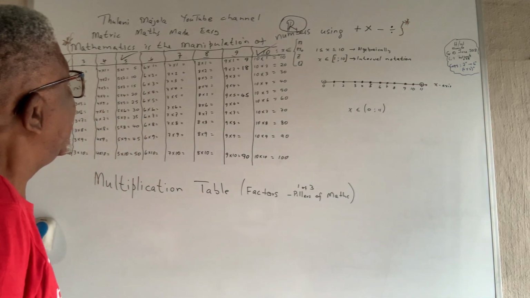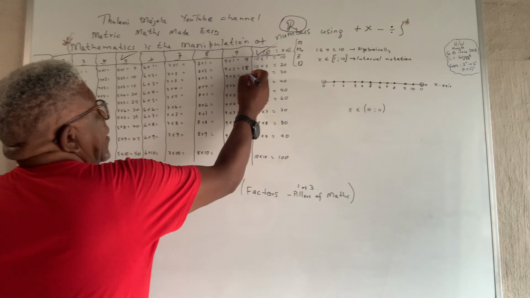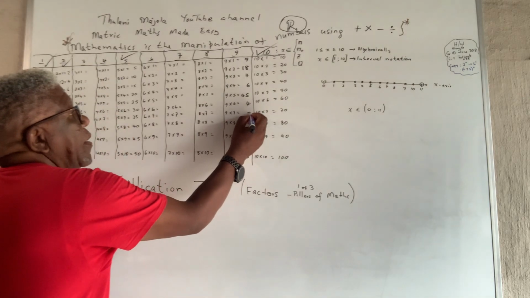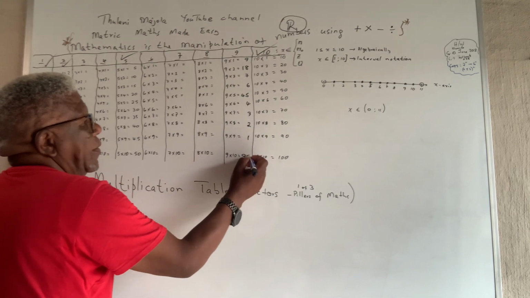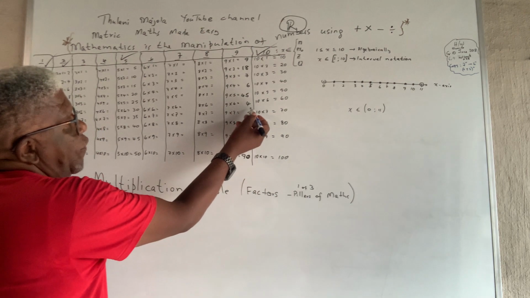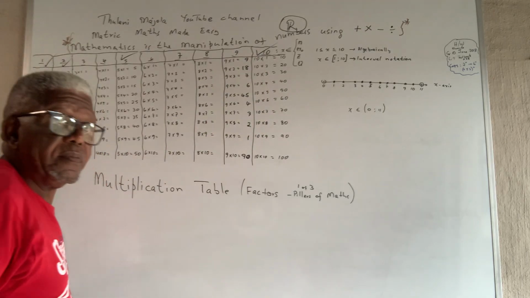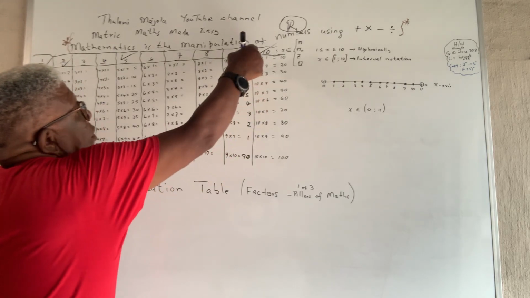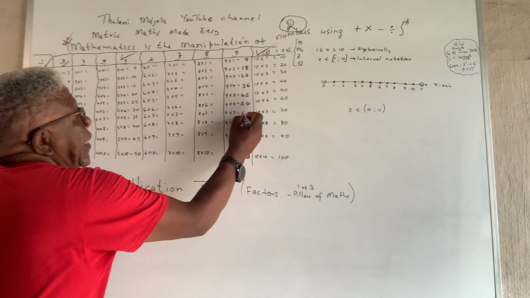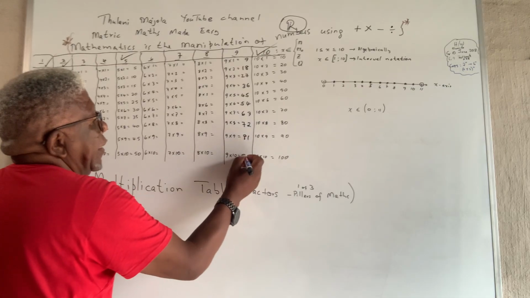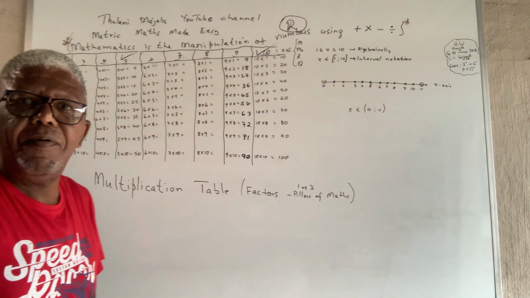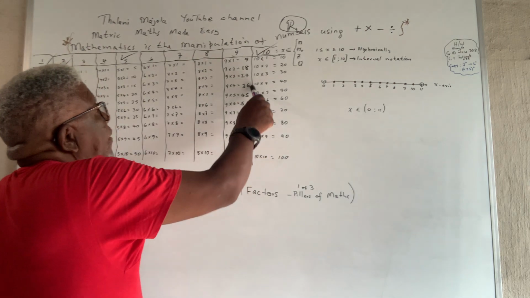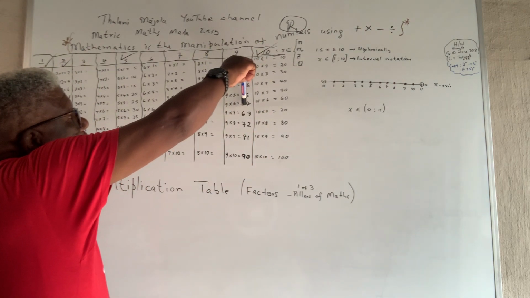Now, watch. What's happening here? We've got 9, 8, 7, 6, 5, 4, 3, 2, 1, 0. So we've got 0, 1, 2, 3, 4, 5, 6, 7, 8, 9. So the multiplication table of 9 is also very easy. It's 0, 1, 2, 3, 4, 5, 6, 7, 8, 9, and 1, 2, 3, 4, 5, 6, 7, 8, 9.